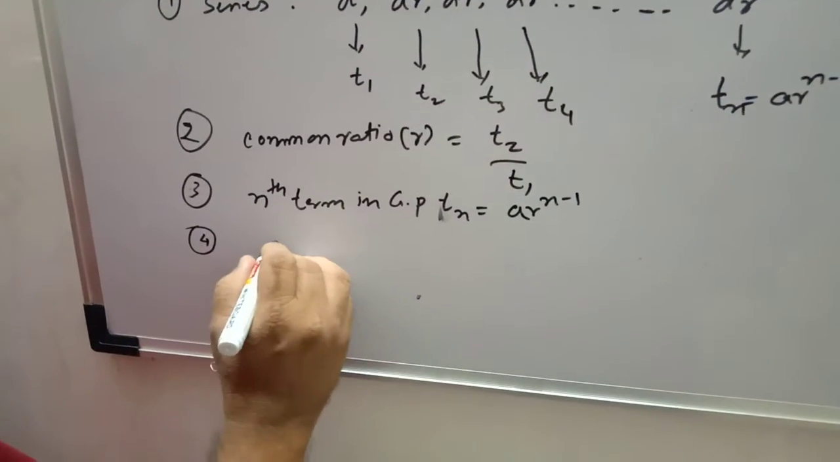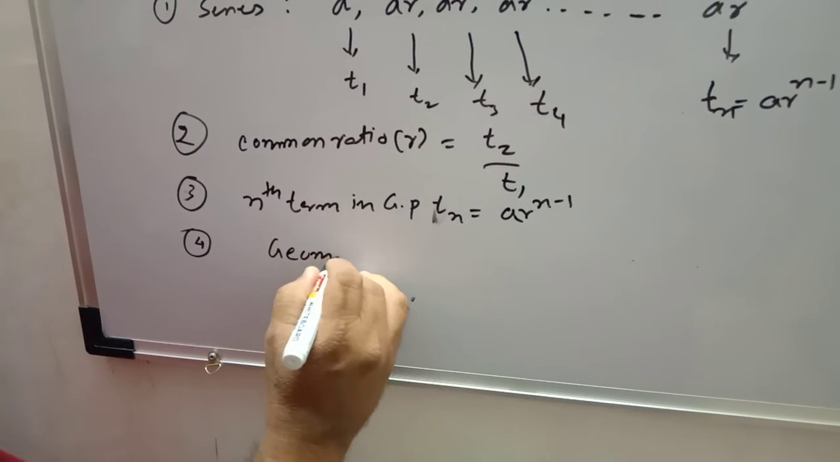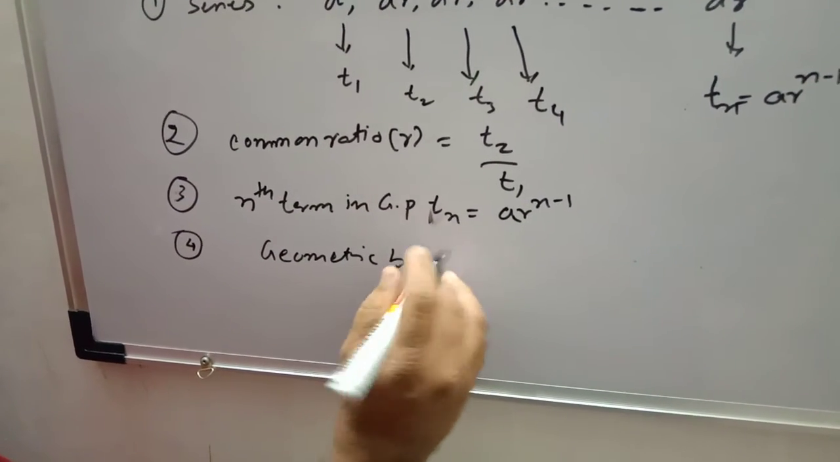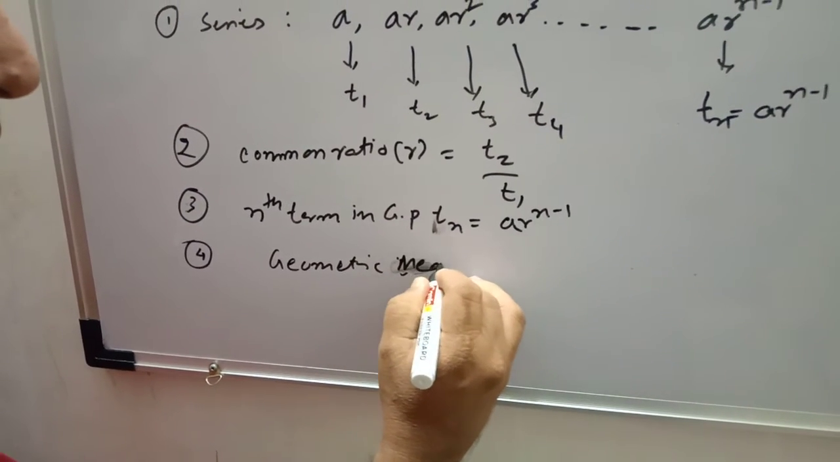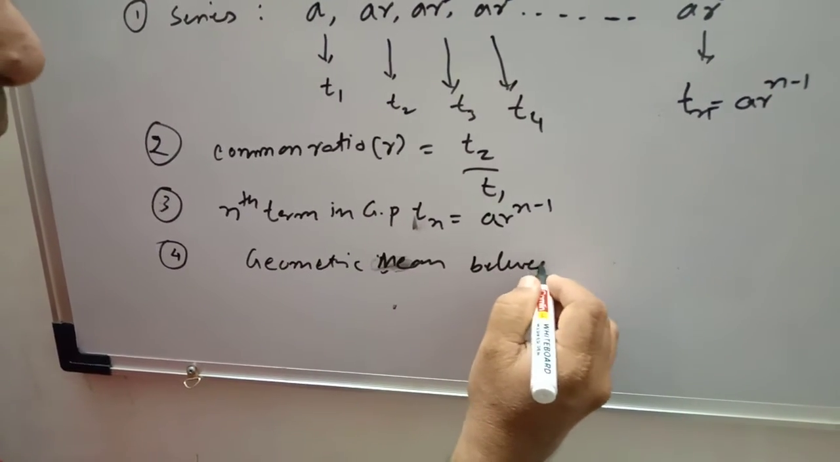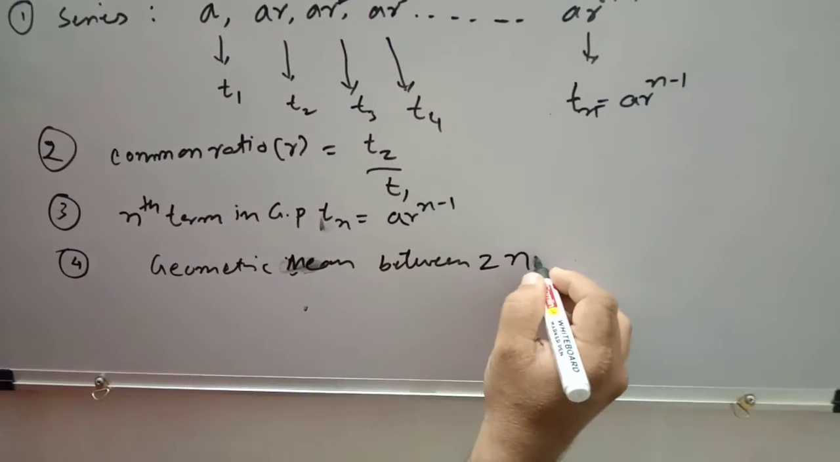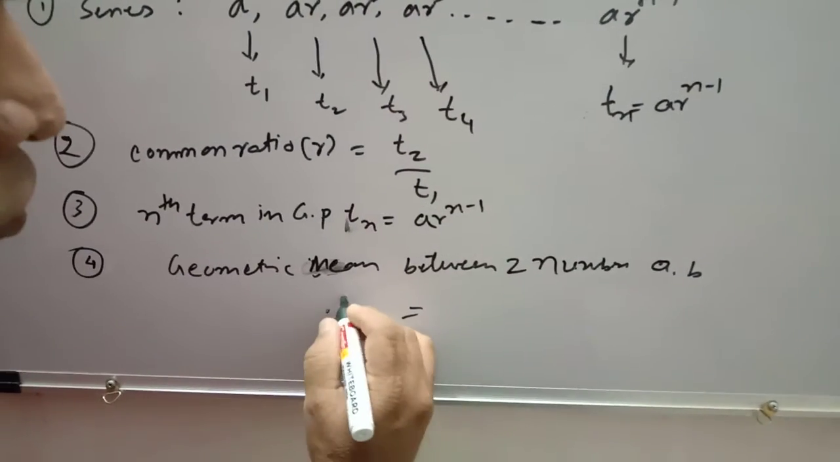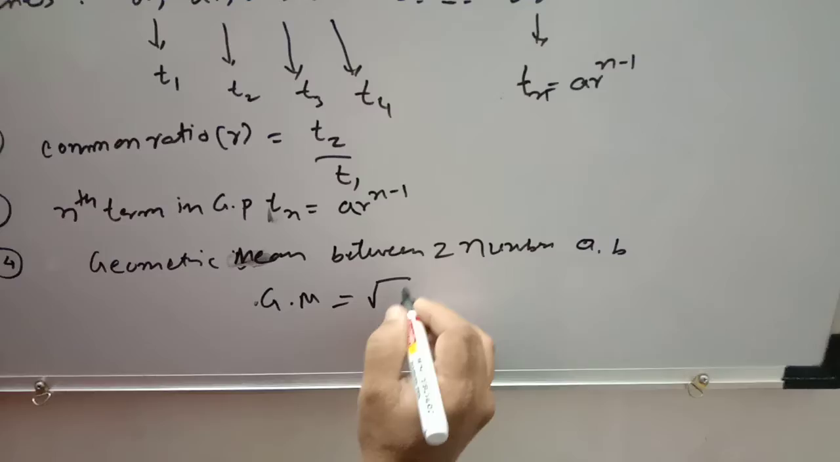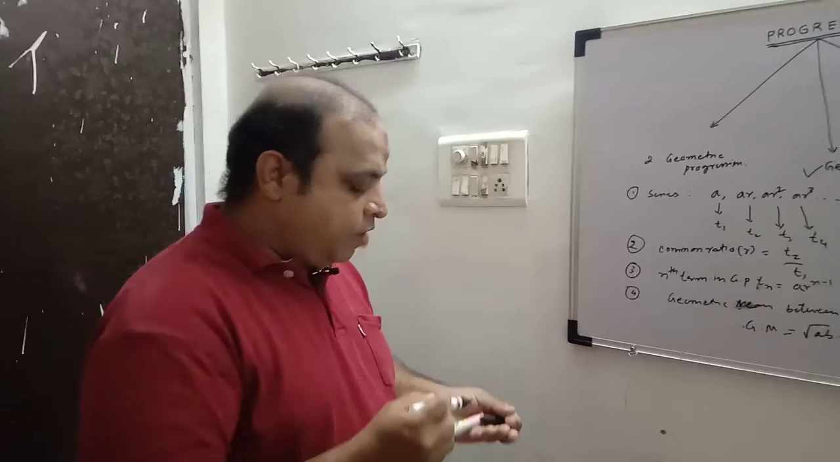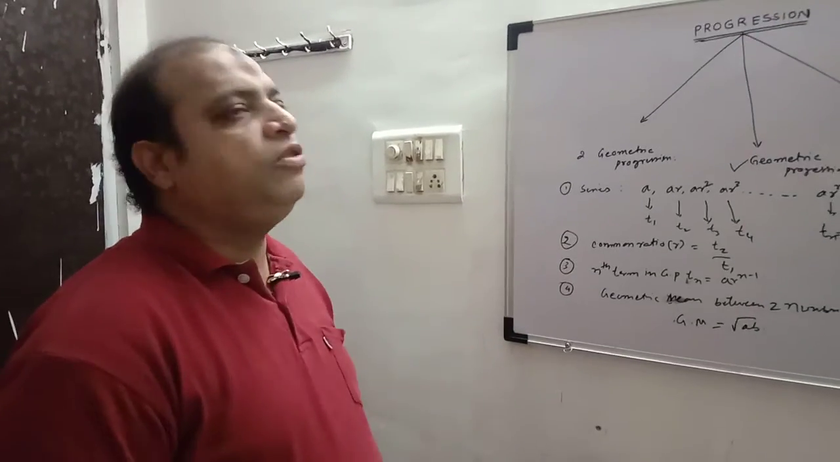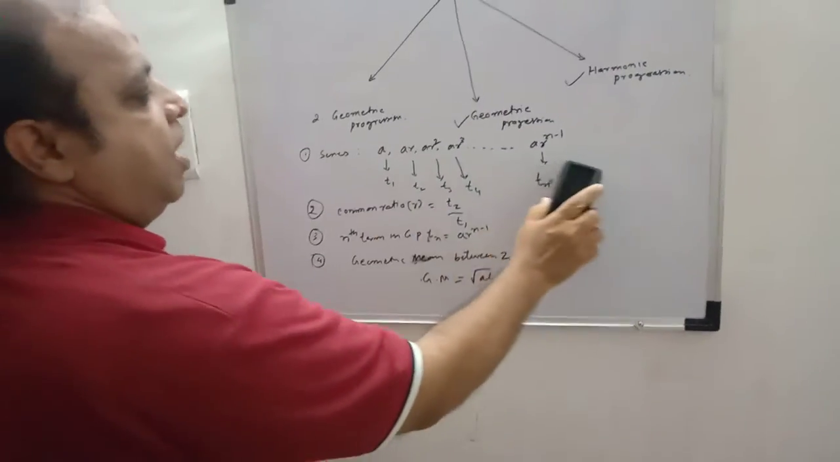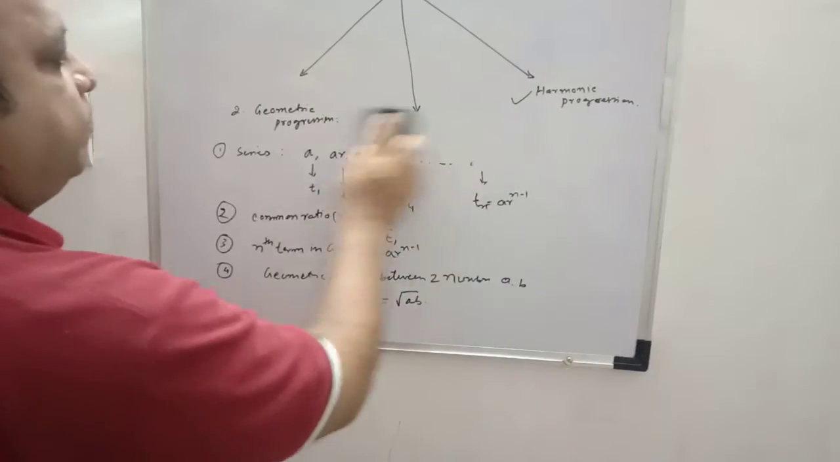Fourth one is the geometric mean. The geometric mean between two numbers A and B is GM equal to root AB. This completes the four points of geometric progression. With these formulas, you can solve all geometric progression problems. And lastly, we are discussing harmonic progression.